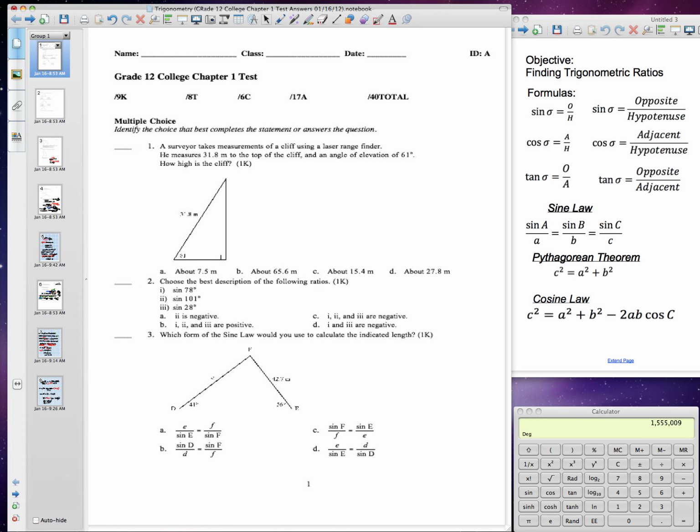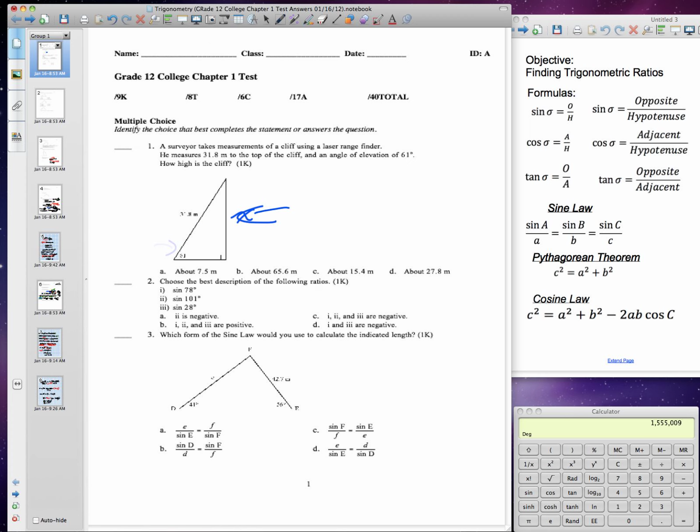Okay, question number 1 we're going to take up. Question 1 says a surveyor takes the measurements of a cliff using a laser rangefinder. He measures 31.8 meters to the top of the cliff and an angle of elevation of 61. What is the height of the cliff? They've given us a diagram. Hypotenuse, angle to the height of the cliff. We're looking for that side of the cliff, the actual height of this cliff.